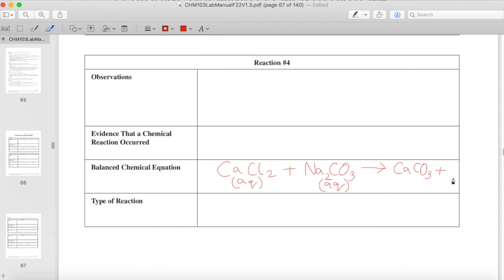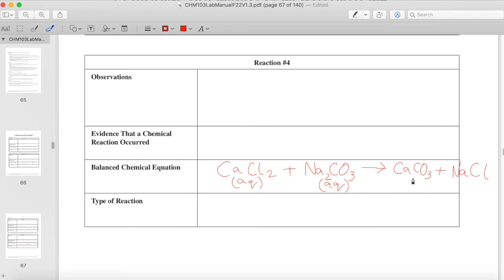Well, if sodium has a +1 charge and chloride has a -1 charge, the +1 and -1 cancel each other out. So the formula is just NaCl. Okay, and so here is your unbalanced equation. Though we should probably put state symbols for this. Now, when we did this, we observed that the solution turned cloudy and white, which means that one of these two things is a solid.